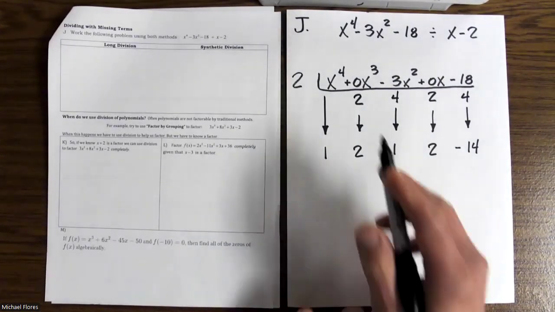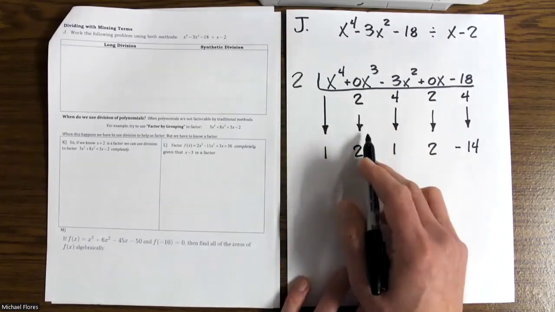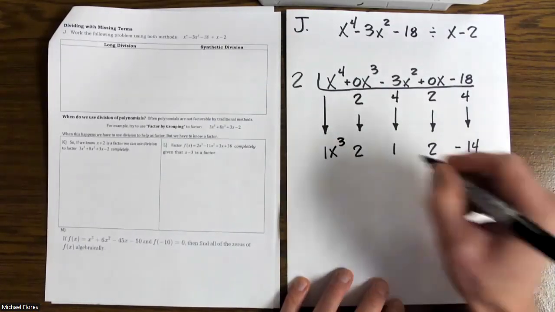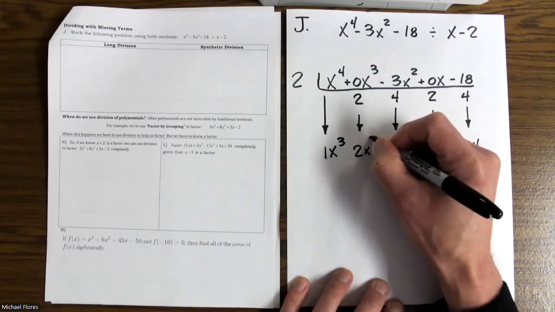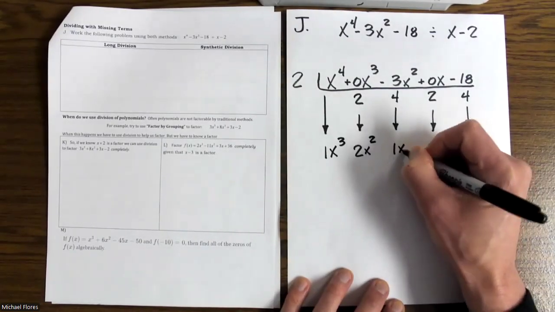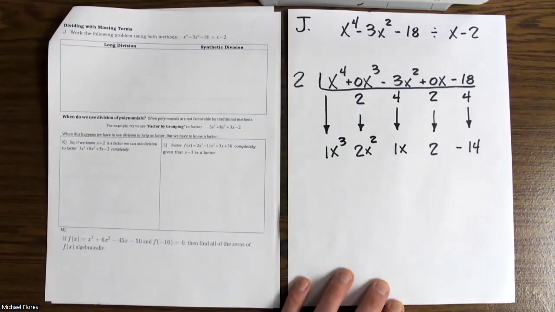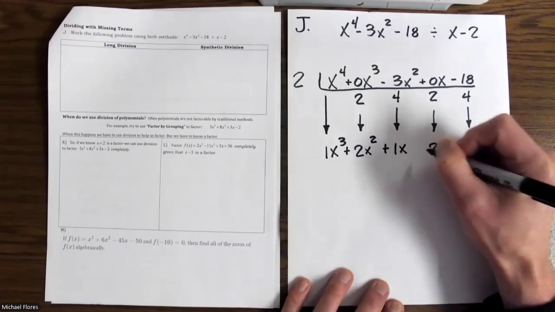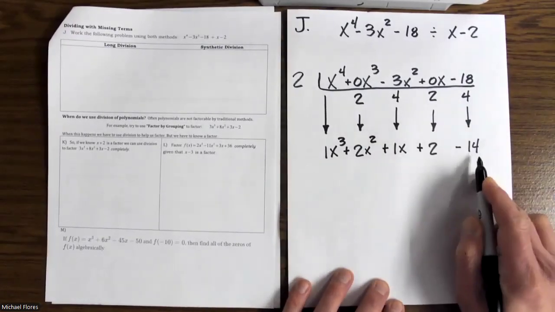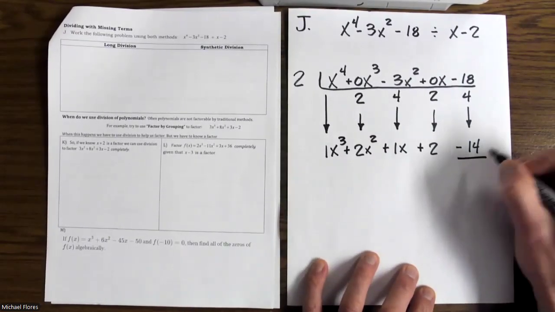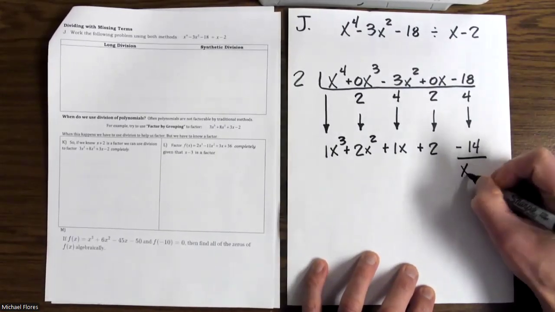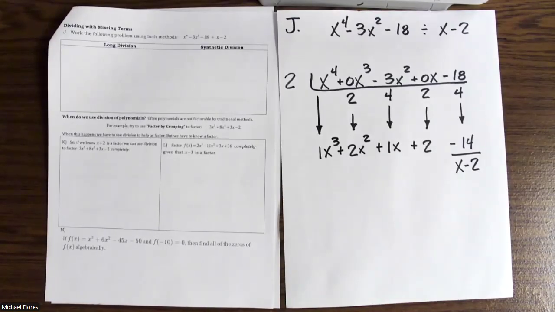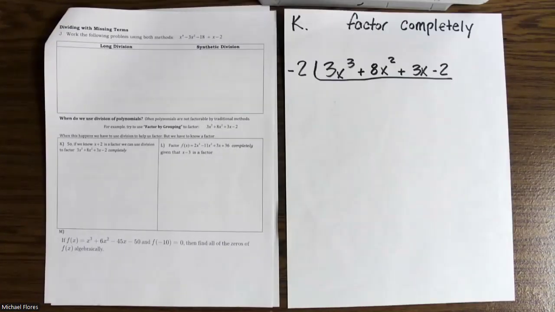We're now going to bring down all our variables and decrease by one exponent. Anything that is positive, I want to note the fact that it's positive. This was our remainder, so we need to put that over the factor that we used to divide. And there is your final answer.